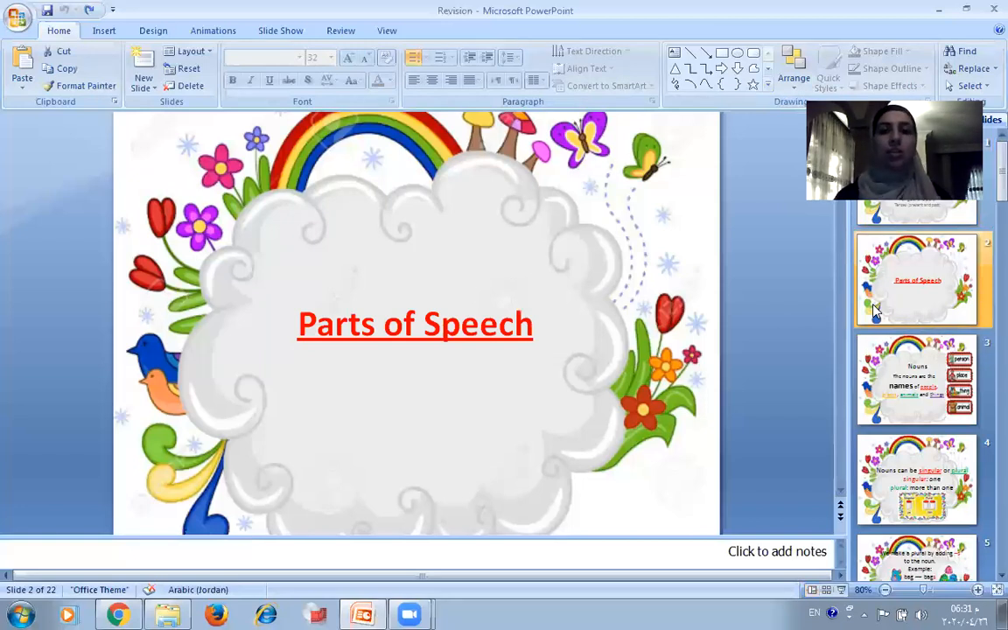Now, the parts of speech are the nouns, the verbs, and the adjectives that you know. Why do we call them parts of speech? We call them parts of speech because they are the words or the parts that you include in your speech. So when we talk, we use the nouns, we use the verbs, we use the adjectives. So these are called parts of speech because you use them when you speak.